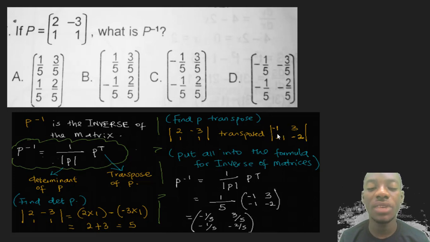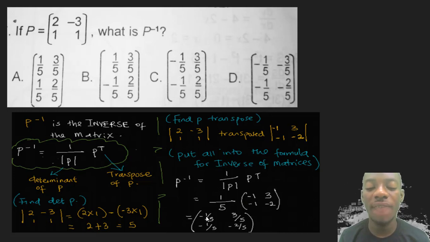Now plug everything into the formula, determinant and transpose. This is the formula for the inverse of a matrix: 1 over the determinant of P, times the transpose of P. The determinant is 5, so that will become 1 over 5. Then the transpose is the answer I have here. Then multiply each term by 1 over 5.